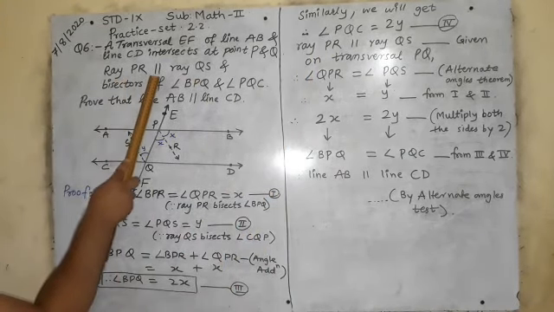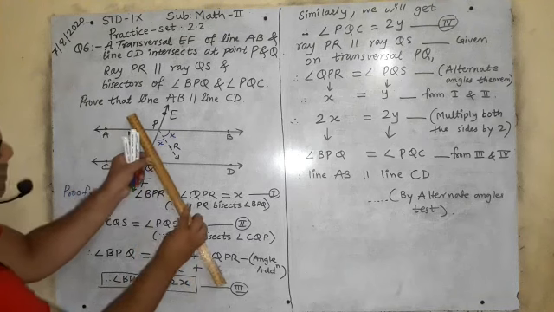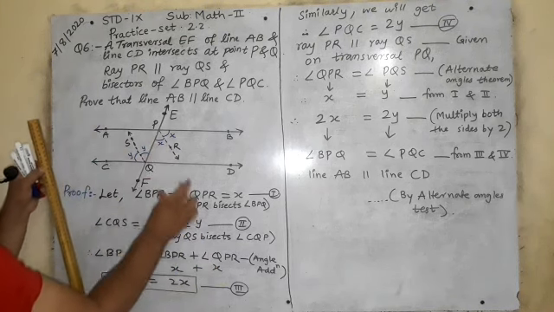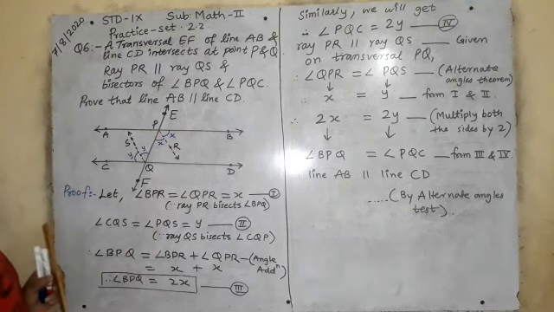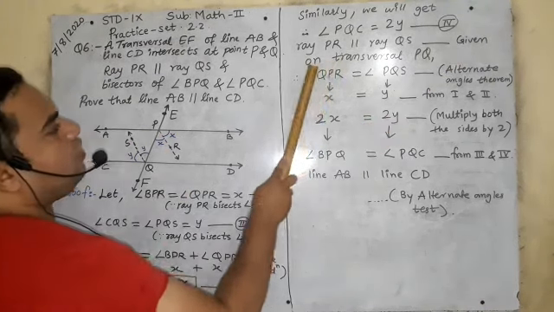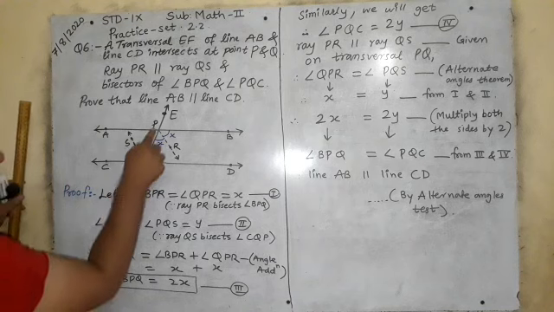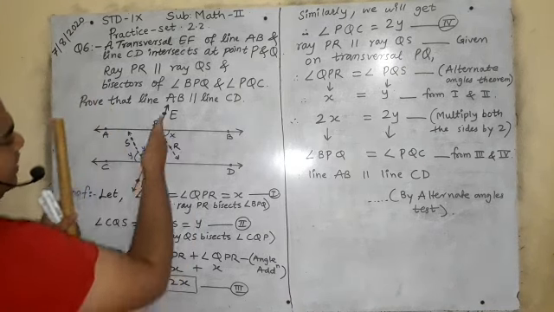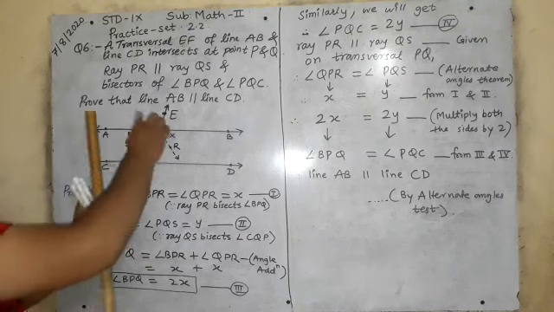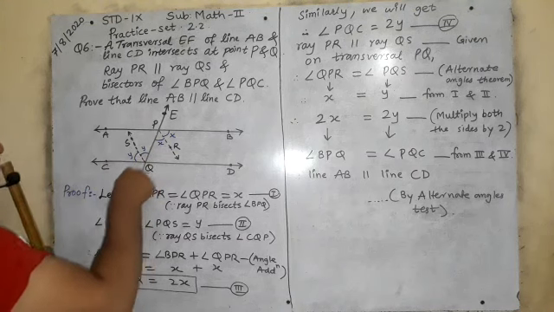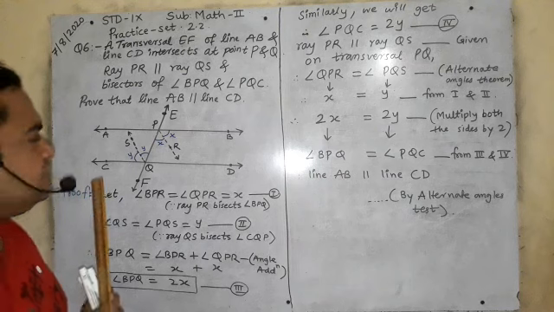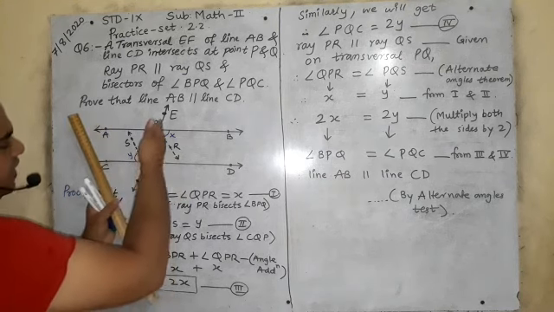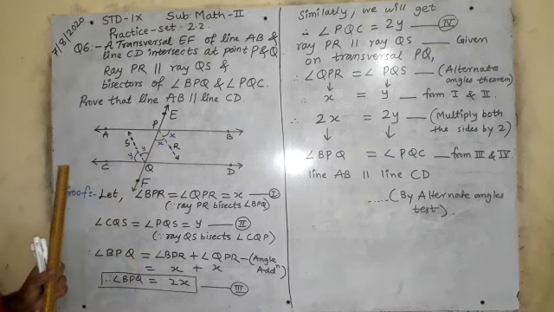Ray PR is parallel to ray QS, means this PR is parallel to QS. It can be visible. ये दिख रहा है कि ये parallel है. Okay. So it is given in the question and PQ is transversal. If these two lines are parallel and this PQ is intersecting these two parallel lines, means ray PQ is a transversal. See, PR and QS are parallel to each other and PQ is transversal.